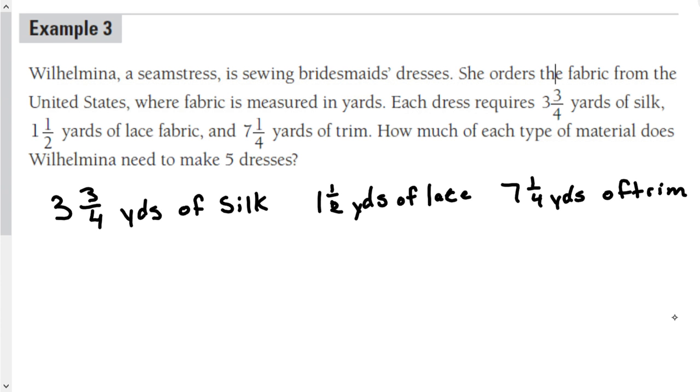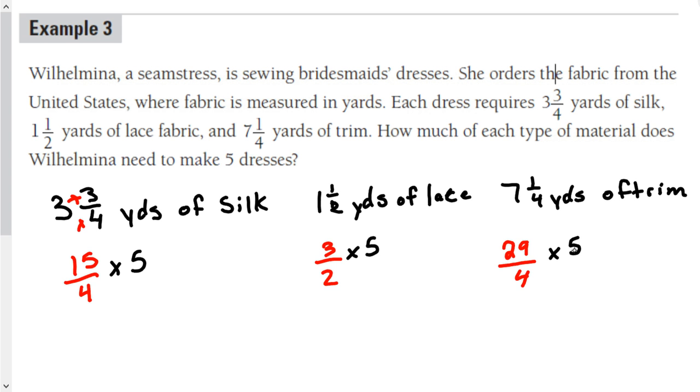So the first thing that we're going to do is we have to convert all of these to improper fractions. So we have to multiply here, add here. So 12 plus 3 is 15 fourths, 3 halves. This is 28 plus 1, so 29/4. Then we have to multiply by 5. So this is going to be 75 fourths, 15 halves, and 145 fourths.